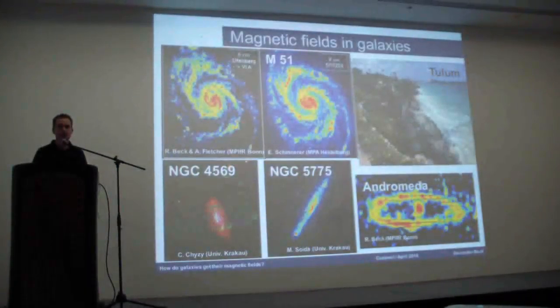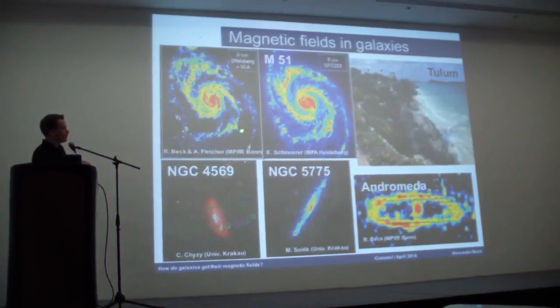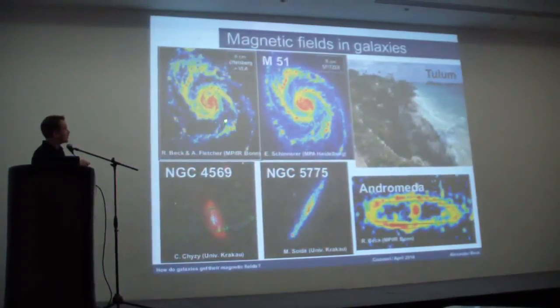Why should we mess about with the magnetic field, or why do I work on it? Well, because it's simply observed. So we see synchrotron radiation from external galaxies, and wherever we observe synchrotron radiation, magnetic fields are present. Here the synchrotron radiation follows a nice spiral structure as well, with varying intensity, in M51.